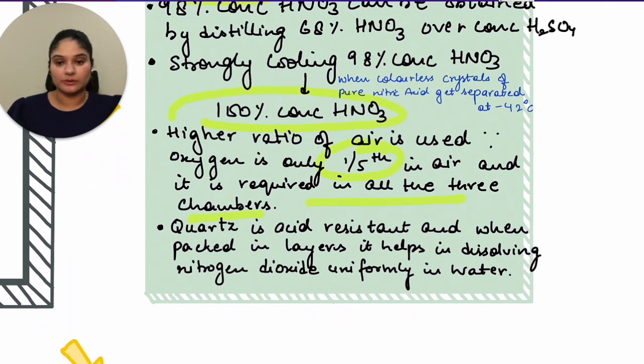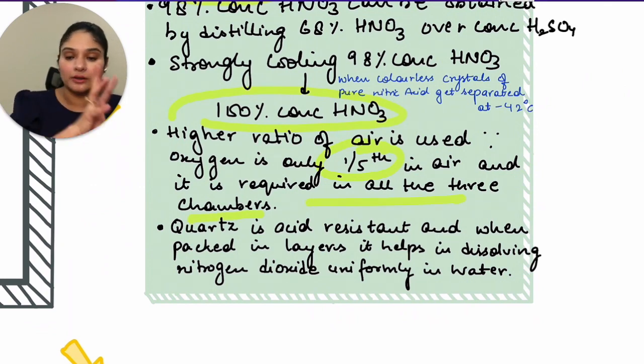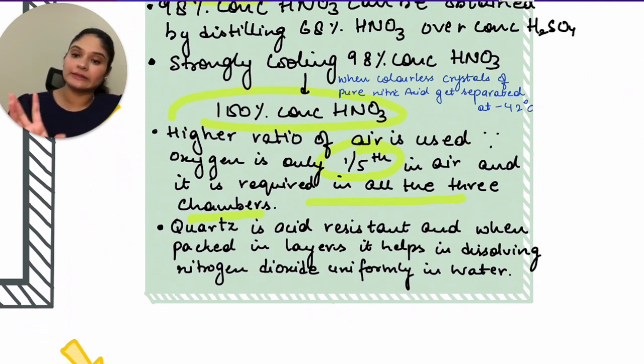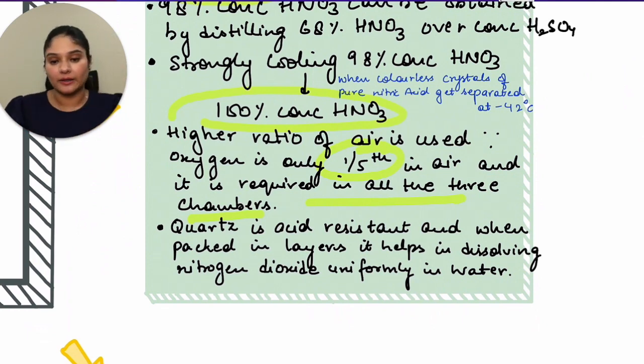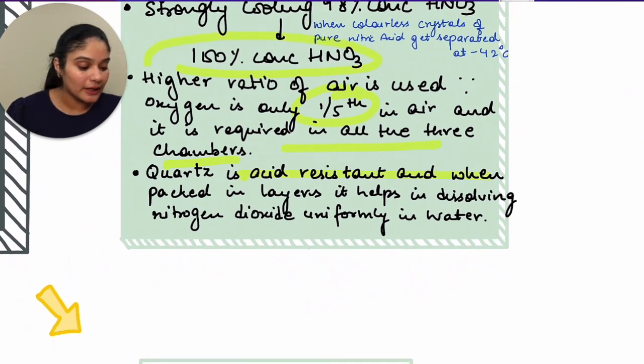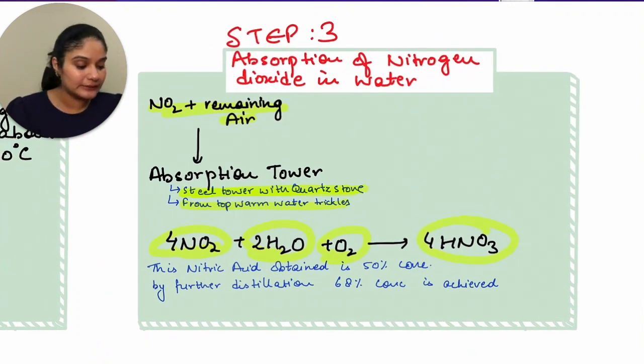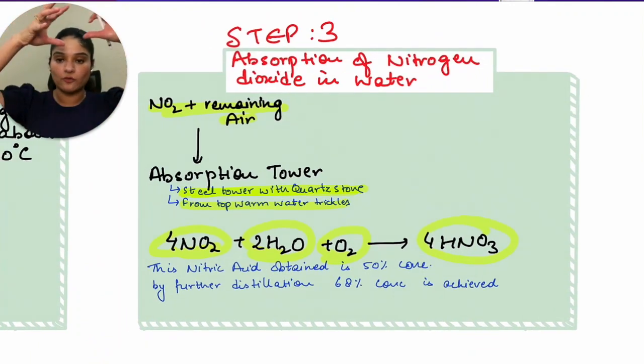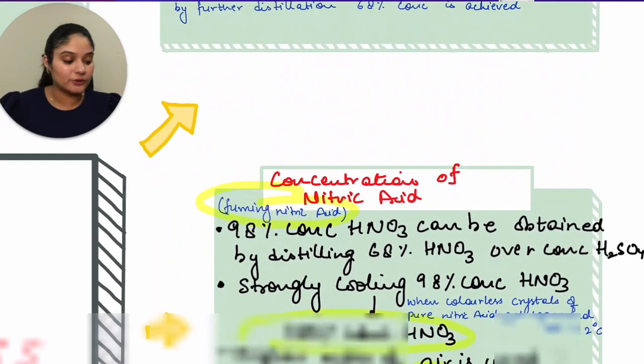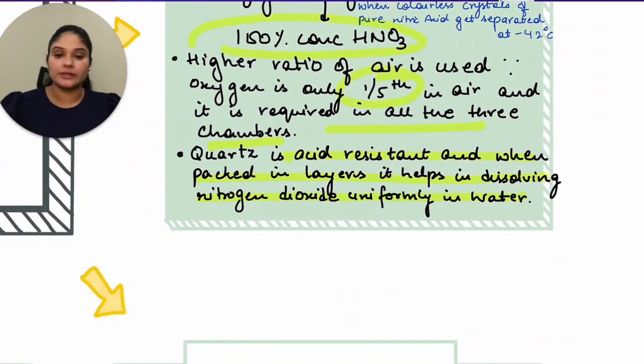Now, a higher ratio of air is used because oxygen is only 1/5 in air and it is required for all the 3 chambers. So that is the reason we keep adding more air, in the first step, second step, and third step, because you need oxygen and only 1/5 of air is oxygen. Then quartz is acid resistant, and when packed in layers, it helps in dissolving nitrogen dioxide uniformly in water. So in the third step, you have a steel tower with quartz stone. Why do we need quartz stone? Because it is acid resistant and it helps in dissolving nitrogen dioxide uniformly.